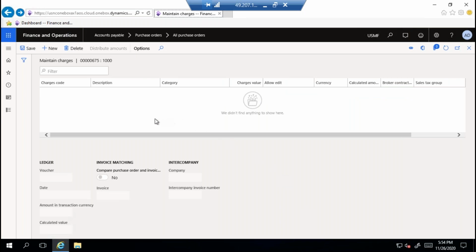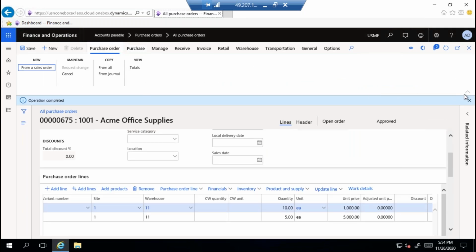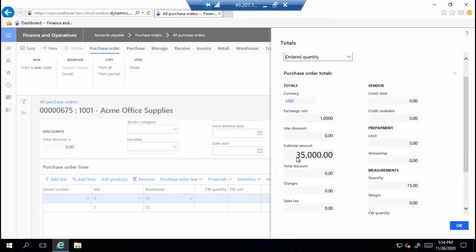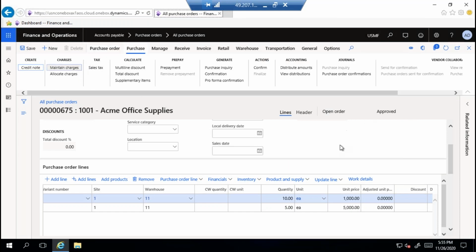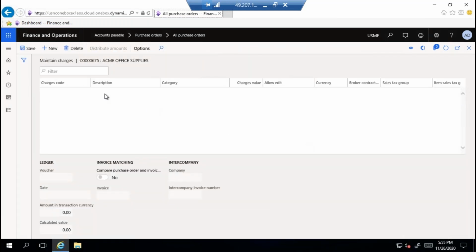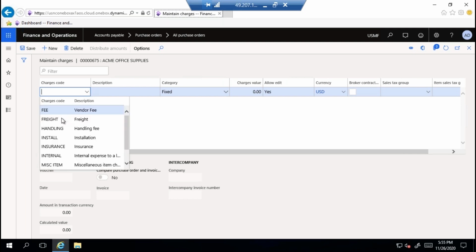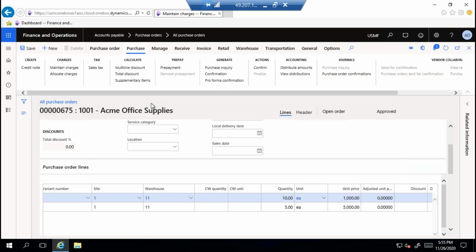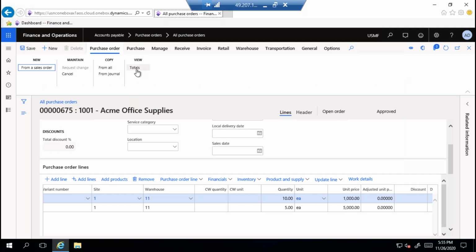Now if you verify the totals, the total is 35,000. I'm sorry, 35,000. Now I'm entering the charges once again. Freight charges, 3,500. I have entered it. And if I verify the totals, it is 38,500.